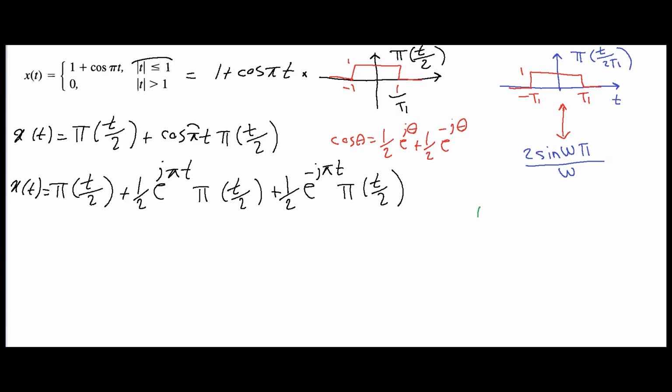Now we use another important Fourier transform property. If x(t) transforms to X(j omega), then e to the power of j omega 0 t multiplied by x(t) transforms to X(j(omega minus omega 0)). This is called the frequency shifting property.